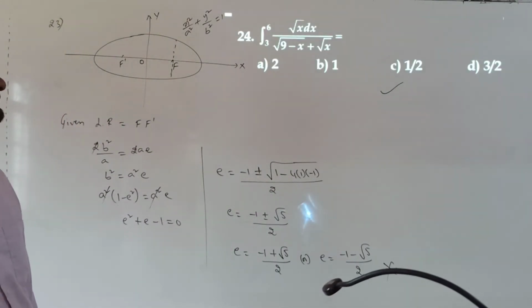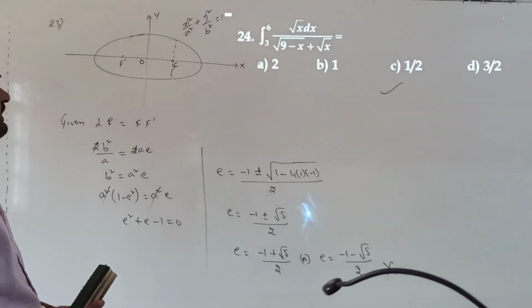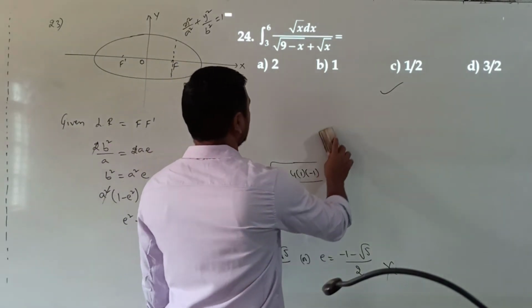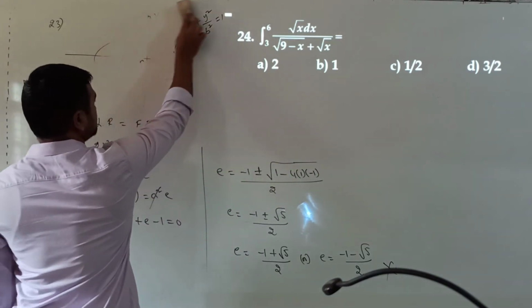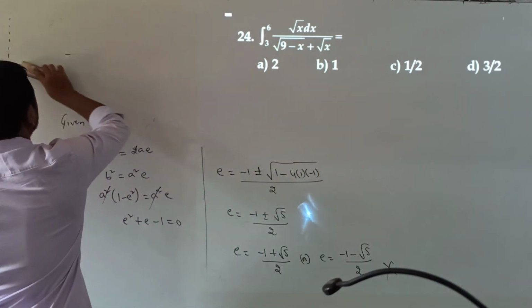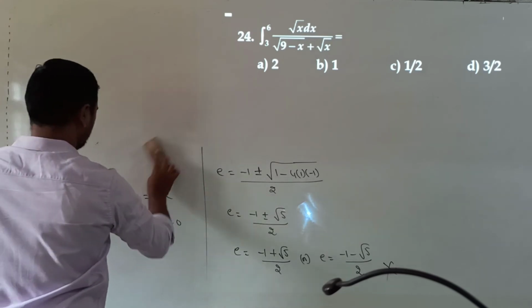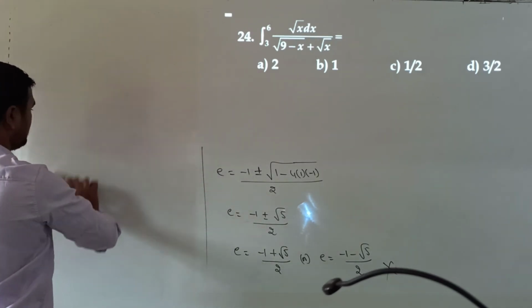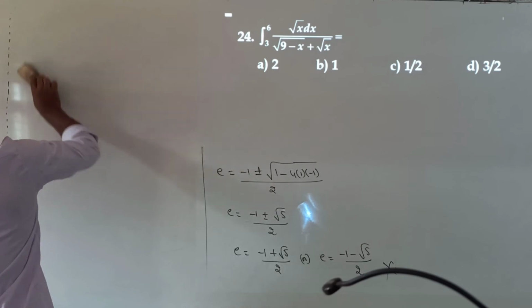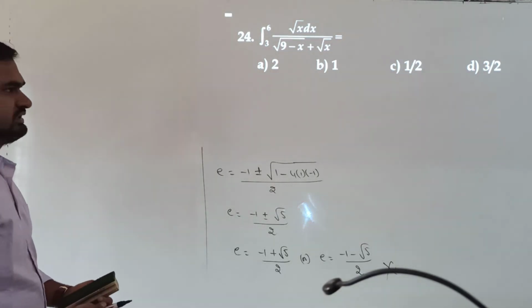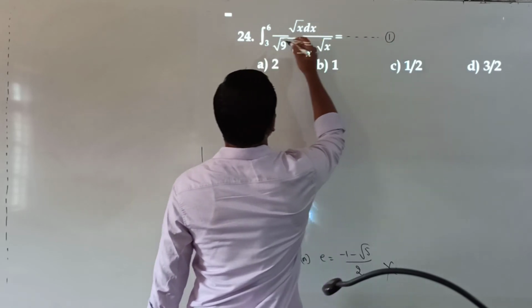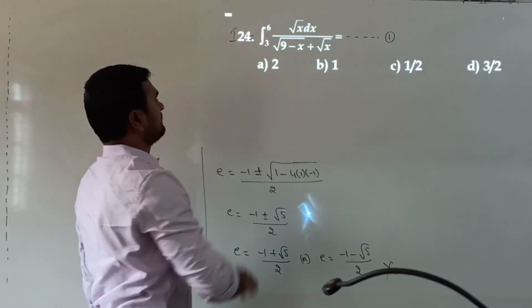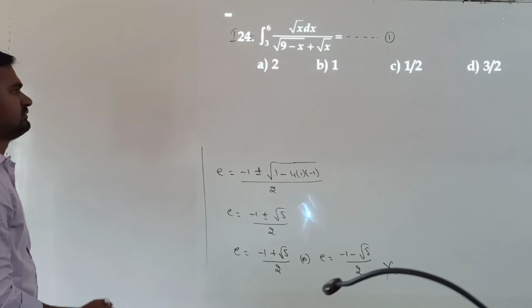So next question. Integral from 3 to 6 of root x divided by (root of 9 minus x plus root x) dx. So a definite integral is given, integral from 3 to 6. Let us take this as the first integral. Let I equal that integral.